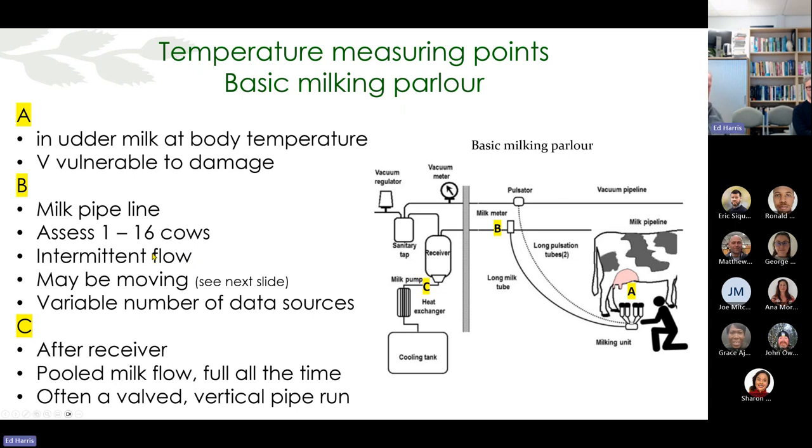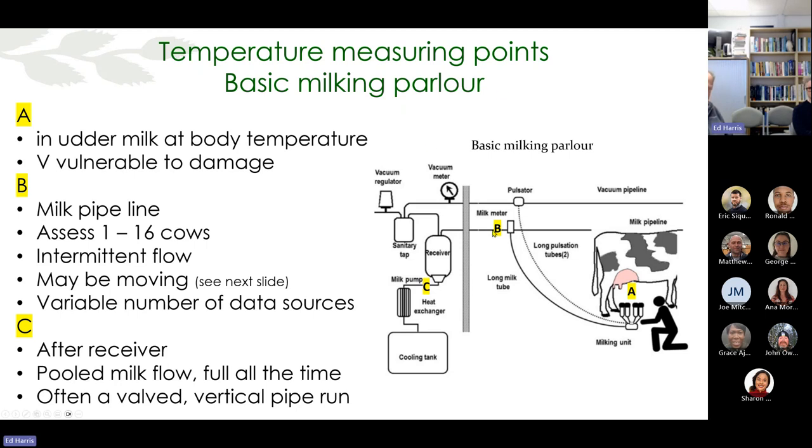There's an intermittent flow there. And the biggest problem is that probably on half of our milking parlors, point B isn't fixed. Point B is going round and round in circles, as we'll see in a minute, which is going to pose logistical problems with putting your sensors on there and thinking about power supplies and so forth.